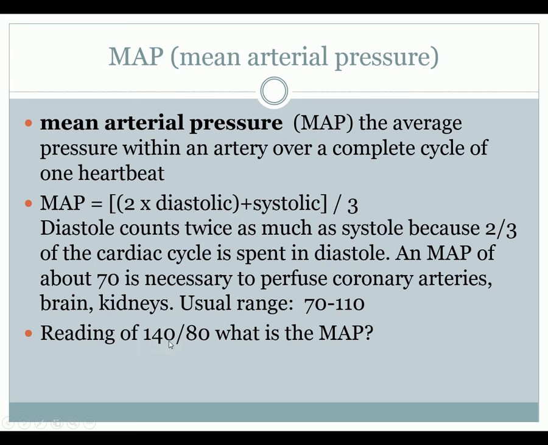So if you had a reading of 140 over 80, what would your MAP be? So it's 2 times the diastolic, so in this case 80. So 80 times 2 would be 160. And you would take 160 plus your systolic pressure of 140. That would be 300. And once you get your 300, you would divide it by 3, and that means you would come up with a MAP of 100. So if you come up with a MAP of 100, you would know that that patient is perfusing fine.